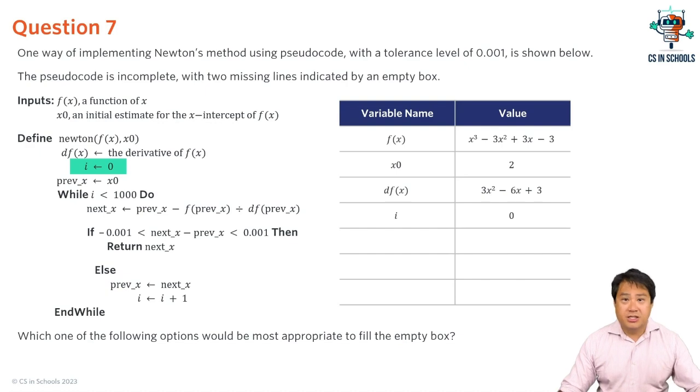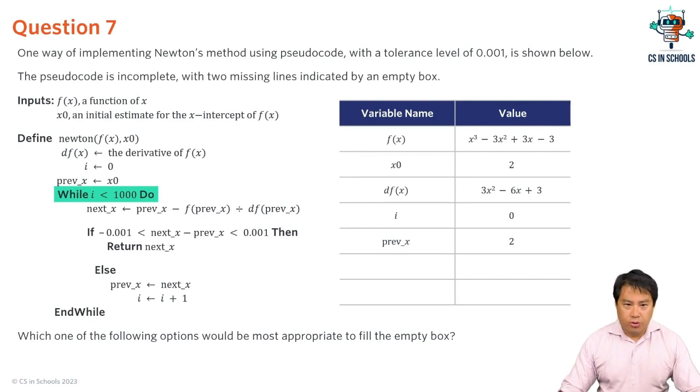So 0 is being assigned to I, and then x naught, which is the initial estimate that we are starting with, which was 2 in this case, that's going to be assigned into the variable previous x. So there's 2 being put into previous x. So now we're going to enter our while loop.